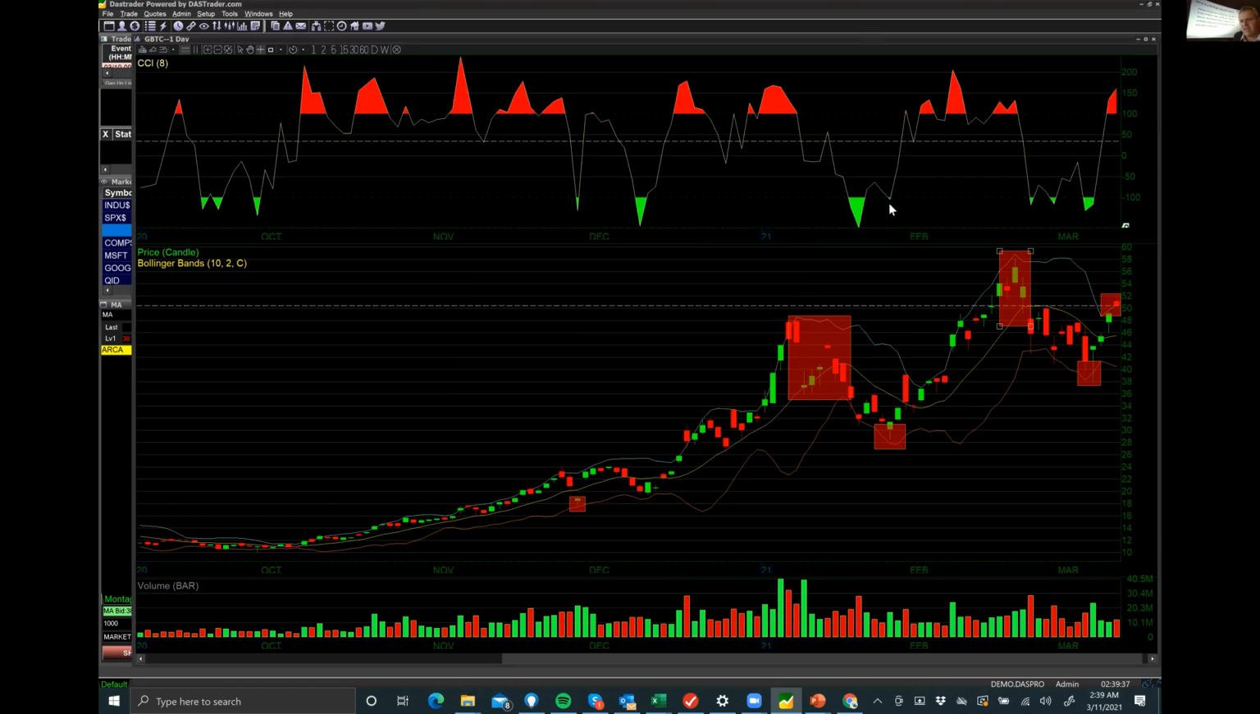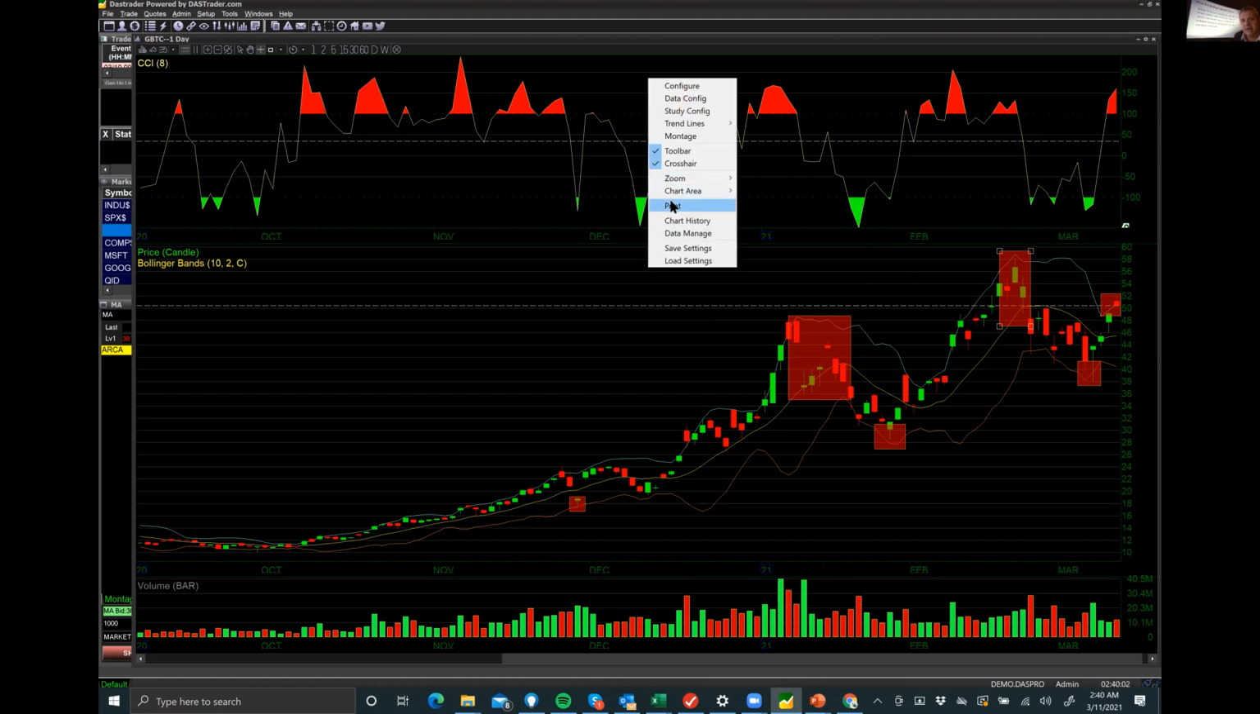Now we have the CCI giving us a sell signal and a buy signal. So the CCI certainly complemented the buy signal here. Definitely a nice complement of the buy signal there, and certainly a divergence here, right? The CCI has a head and shoulders here.